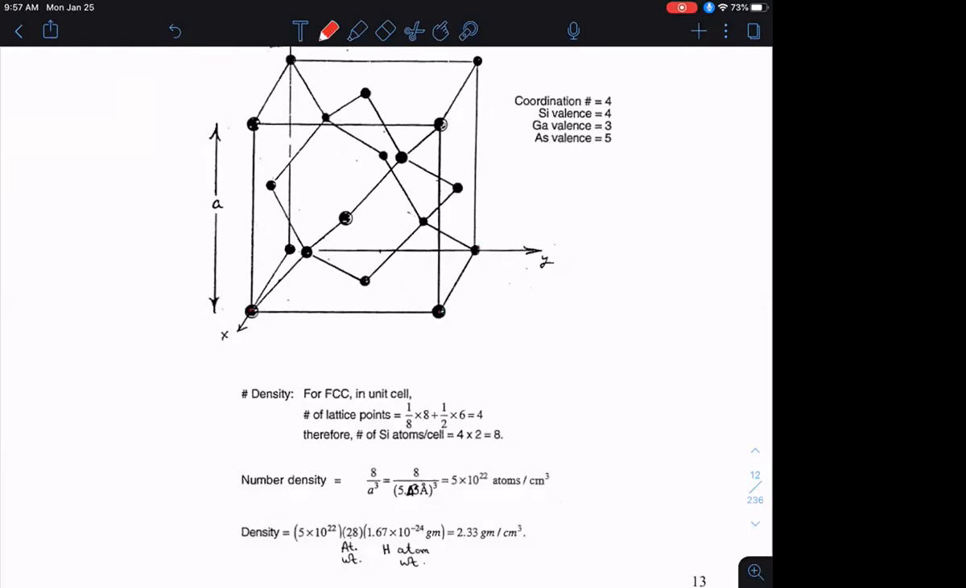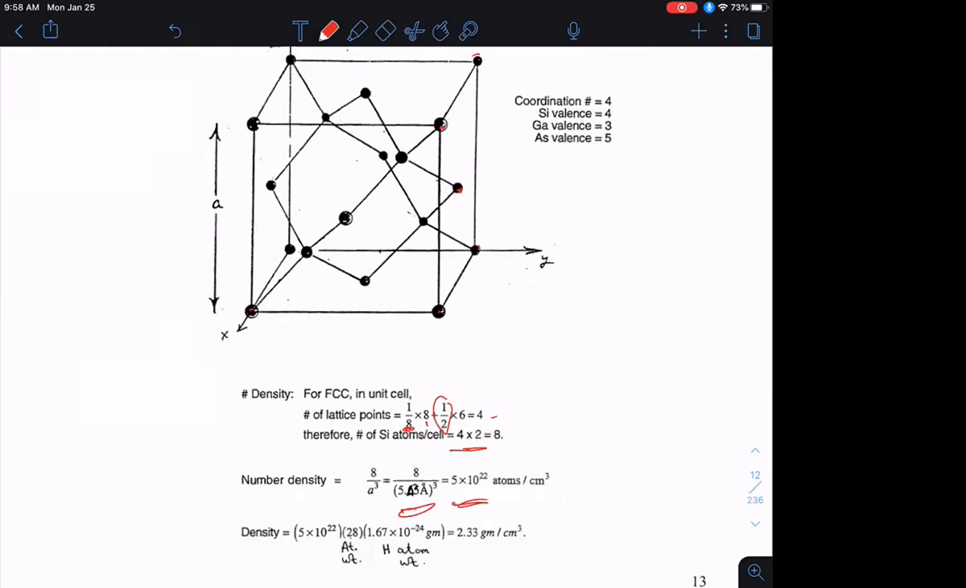So how many lattice points do I have? Well, I got the ones in the corner, 8 of those. What fraction of those count? 1/8, right? So 1/8 times 8, we already saw that before. But then you also have the 6 square faces. What fraction of those count? Only half of those count, because this lattice point is shared between 2 adjoining cubes, while the corners are shared amongst 8 adjoining cubes. So you get 1 plus 3, 4 lattice points. And therefore the number of atoms would be simply times 2, because I have 2 atoms in the basis. I plug in the numbers. In the case of silicon, it works out to 5 times 10 to the 22 atoms per centimeter cubed.